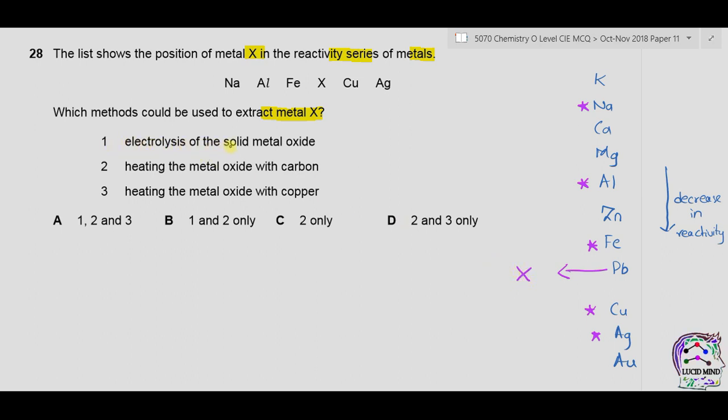Number 1 is the electrolysis of solid metal oxide. Now metals below aluminum are not done by electrolysis. Electrolysis is only done for reactive metals. So statement 1 is wrong. 2. Heating the metal oxide with carbon. Now metals below aluminum can be reduced with the help of carbon, so X can also be reduced by carbon. This is true. 3. Heating the metal oxide with copper. Now as we can see that copper is below X in the reactivity series, therefore copper will be unable to reduce X. Correct answer is therefore C.